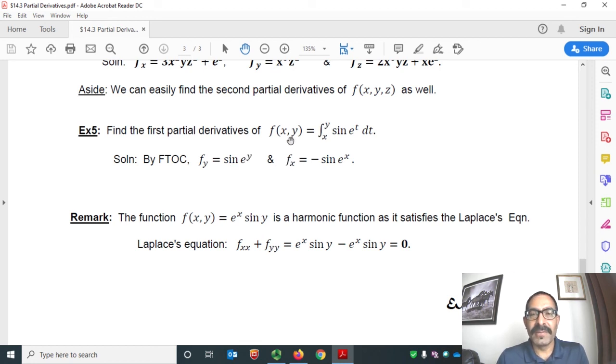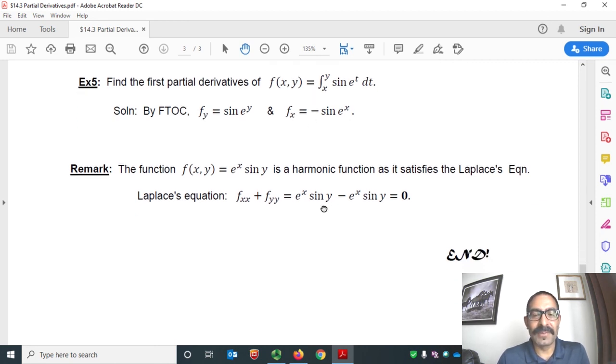And the partial derivative of f with respect to x equals, now here y is constant, so I need to flip this integral, switch the sign, so minus the integral from y to x, then apply the FTOC. It gives us simply replacing t by x, then minus sine e to the x. And by the way, the derivative and the integral cancel. Awesome.